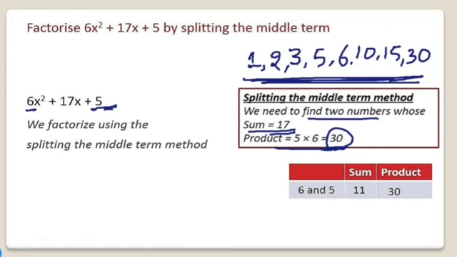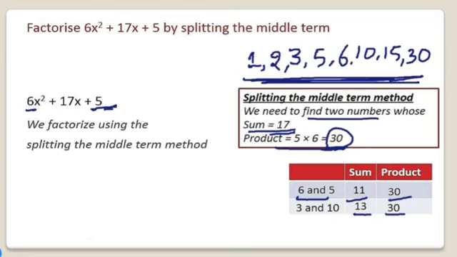Observe here. If we consider 6 and 5, we get sum as 11 and product as 30. But we need sum as 17. So by using the hit and trial or trial and error method, we are going to find the sum as 17. Next, consider another two factors, 3 and 10. If we add these two terms, we get 13 and the product as 30. So it is also not possible because the sum is 13 here, but we need 17.